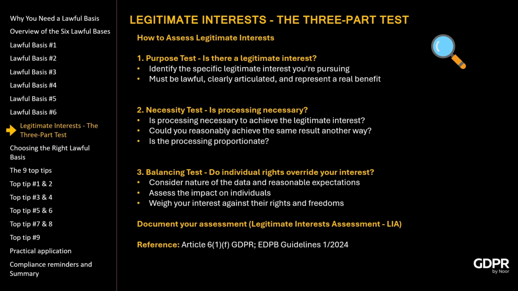Third, the balancing test. Weigh your interest against the individual's rights and freedoms. Consider the type of data, their expectations, the potential impact, your relationship with them, and whether children's data is involved. And finally, document everything. Your LIA shows accountability and helps you to explain your reasoning to individuals. The EDPB guidelines provide detailed support for conducting LIAs.